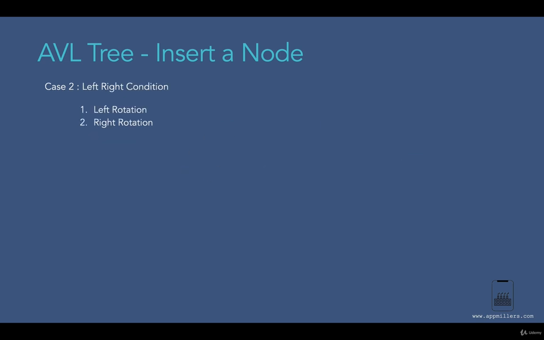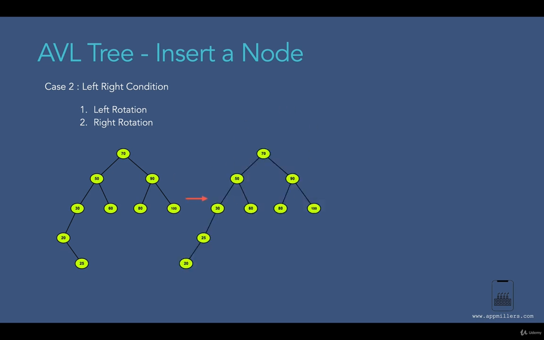If you look at this left-right condition carefully, first our tree was like this, which is disbalanced, because 30 was disbalanced. Then after the left rotation, our tree becomes like this. You can see that 30 remains a disbalanced node, but 20 and 25 changed their places. Then after doing the right rotation, we can see that our tree becomes balanced. So at the end, our tree is balanced.